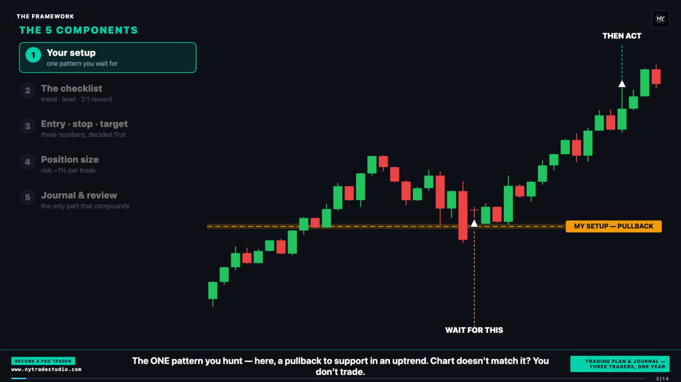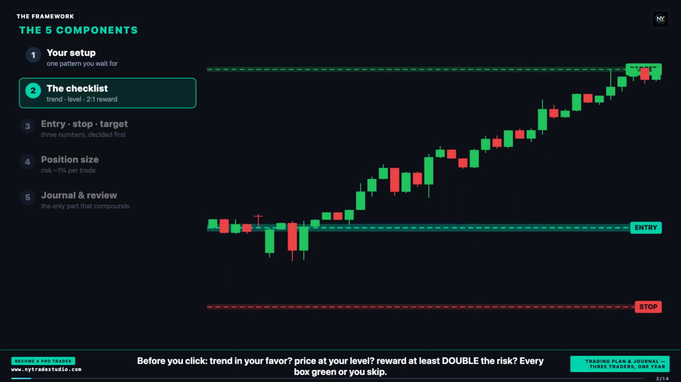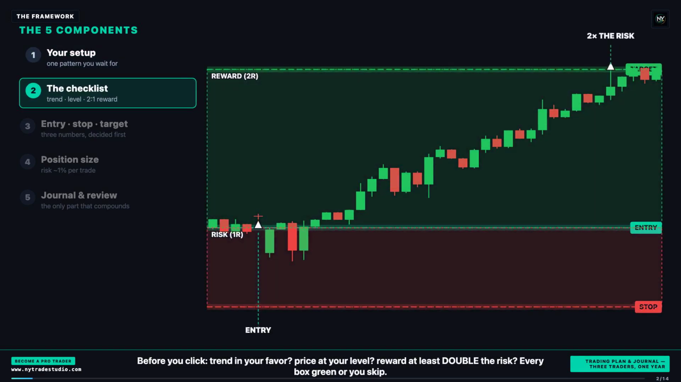Number 1, your setup. A plan starts by naming the single, specific pattern you are hunting and ignoring absolutely everything else. Here it is: a pullback to support inside an uptrend. When the chart matches that picture, you hunt. When it does not, you sit on your hands. No setup, no trade.